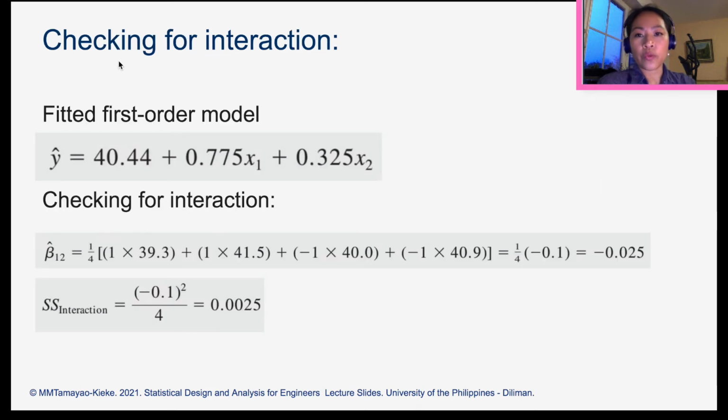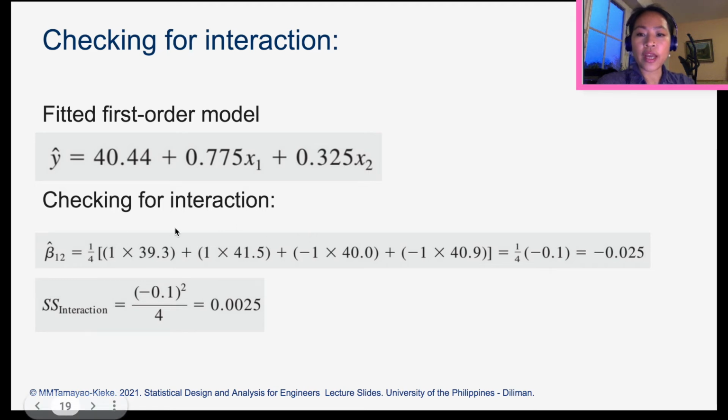Now we also are able to check for interaction using the center points. So again, the fitted first order model using the usual method for analyzing 2 to the 2 factorial models. And then using the regression model as an empirical model to represent the findings from the 2 to the 2 factorial design, you have here the fitted first order model. So y hat is equal to 40.44 plus 0.775 x1 plus 0.325 x2.